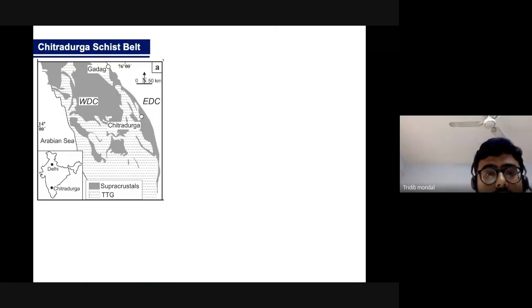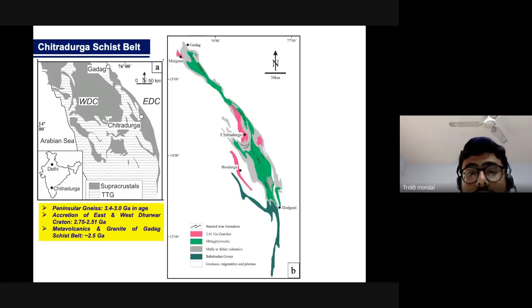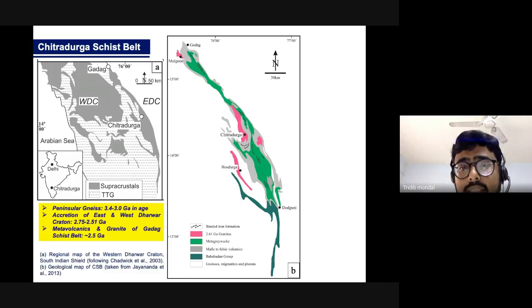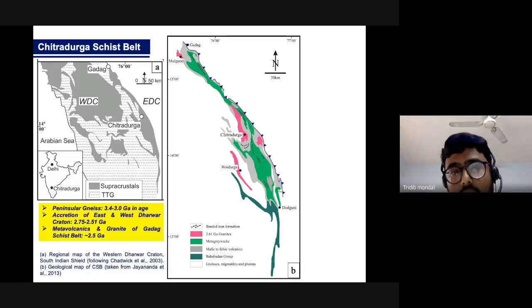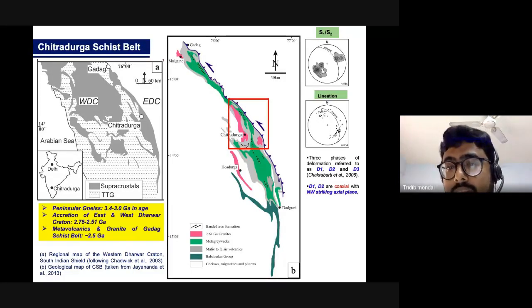And coming to the Chitradurga Schist belt, as I told, this is an Archaean greenstone belt situated in the Dharwar Craton. More specifically, it is situated in the eastern part of the western Dharwar Craton, and it represents volcanosedimentary assemblages metamorphosed from greenschist to lower amphibolite facies, and is surrounded by peninsular gneiss. And the eastern boundary of this schist belt is marked by a thrust zone. This is known as the Chitradurga thrust zone. According to some other people, this is a shear zone, and this is the study area on which I will talk in the coming 30-40 minutes.